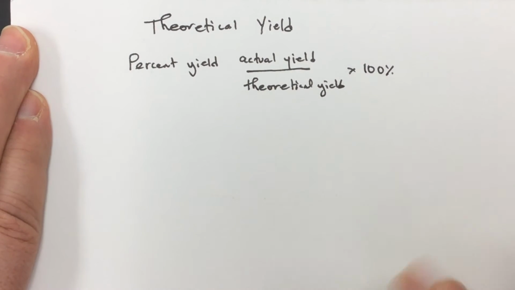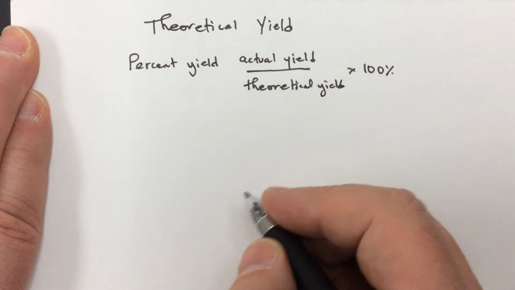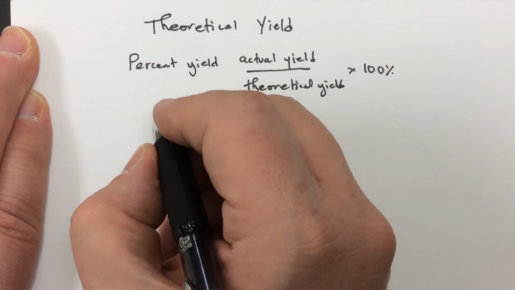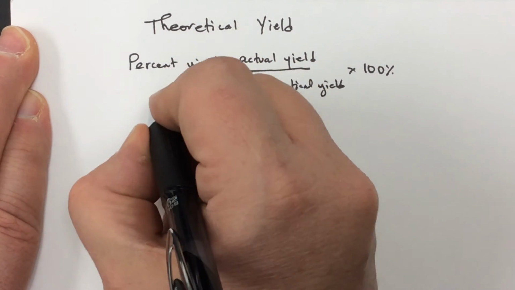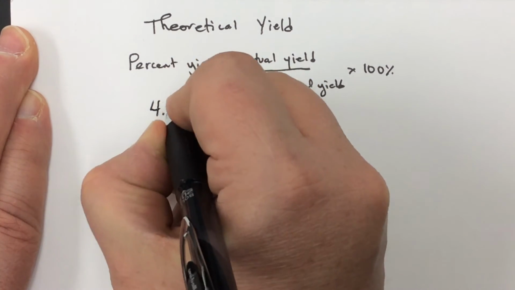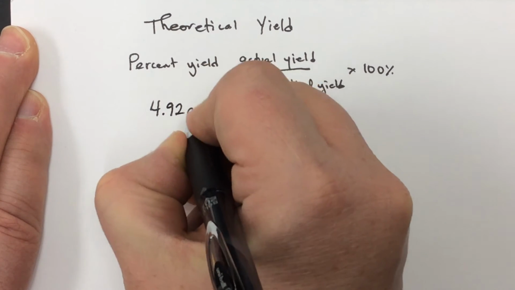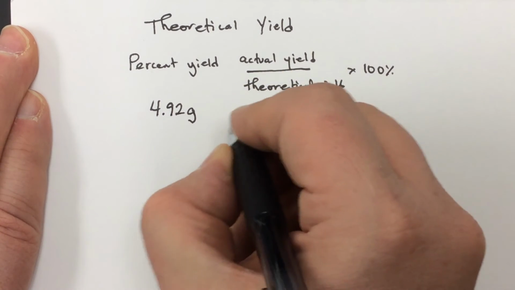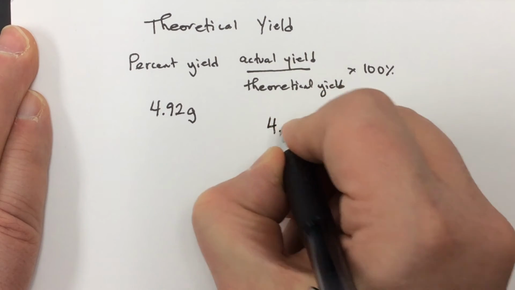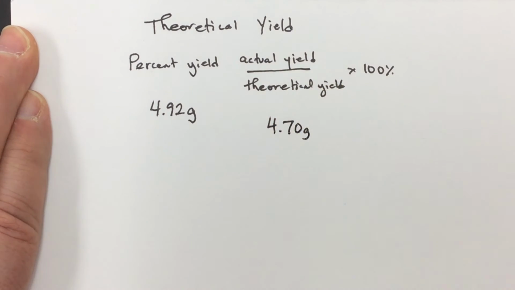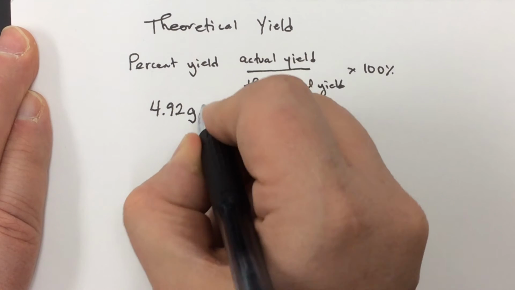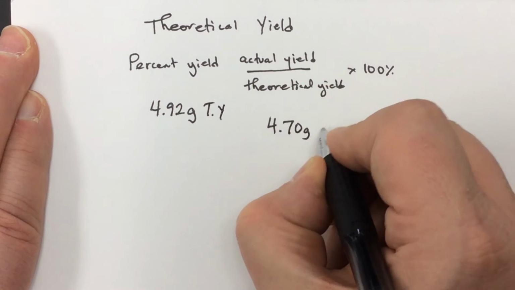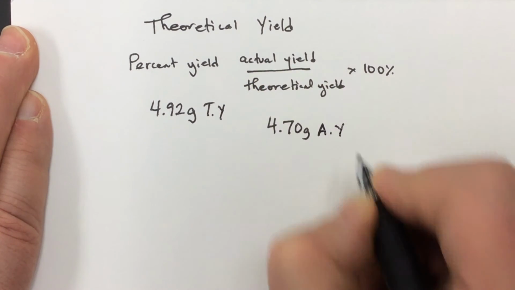Okay, so let's get a number. Let's imagine that you have just done a stoichiometric problem and that you're supposed to get 4.92 grams of something, whatever your product is. But you didn't get that much. Okay? You only got 4.70 grams. So 4.92 is your theoretical yield. 4.70 is your actual yield.